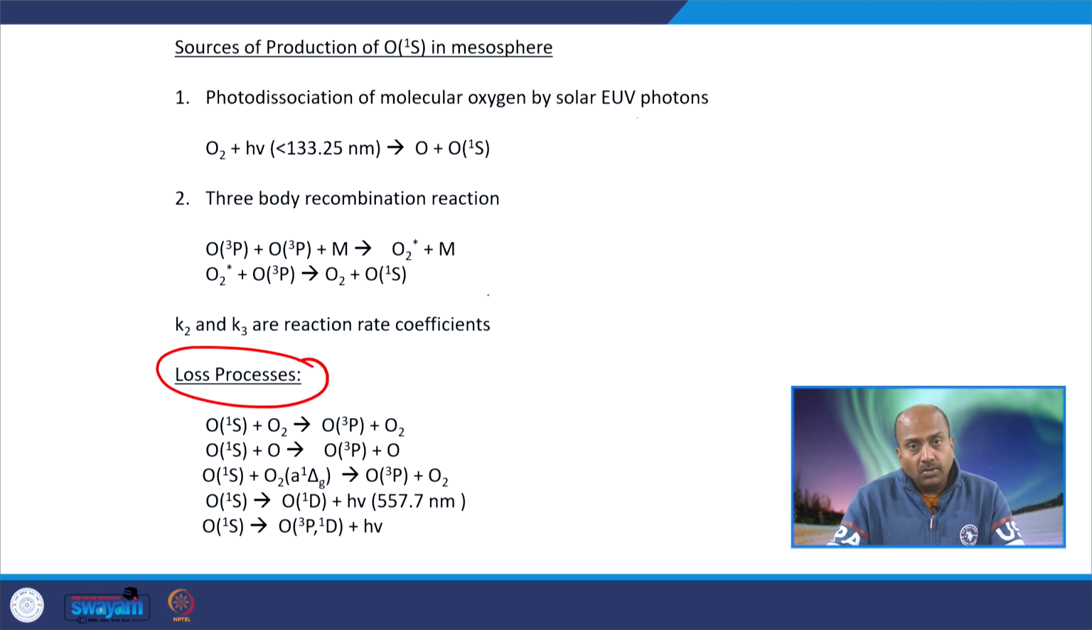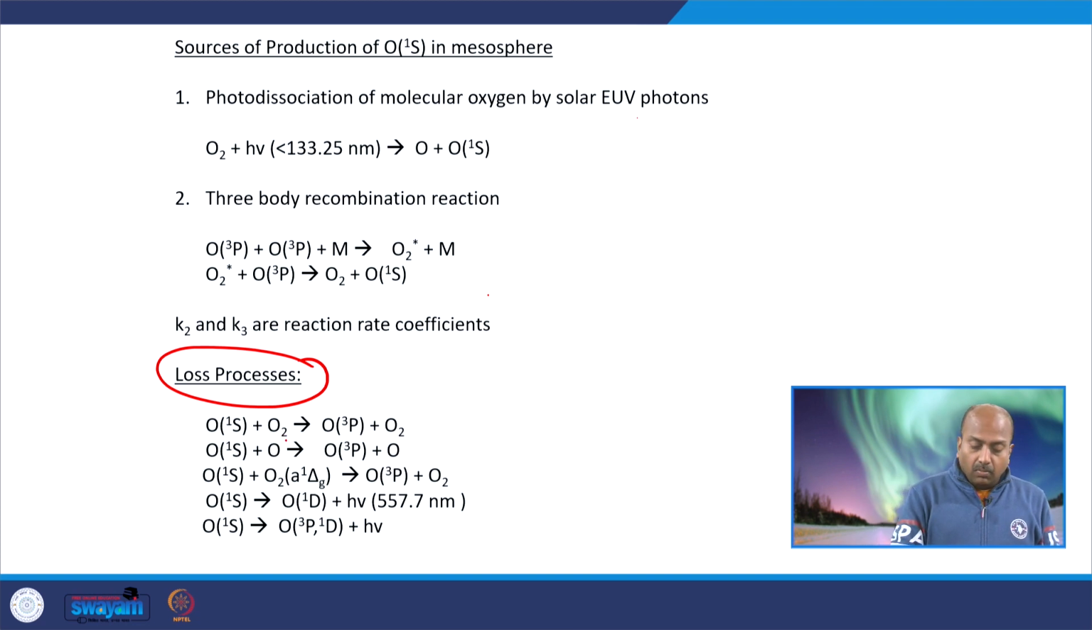So, loss processes refer to all those chemical reactions in which the populated excited state may be lost without producing the targeted photon or the intended photon. The loss processes include interactions with molecular oxygen, or many other states of molecular oxygen, all of which are not producing it.